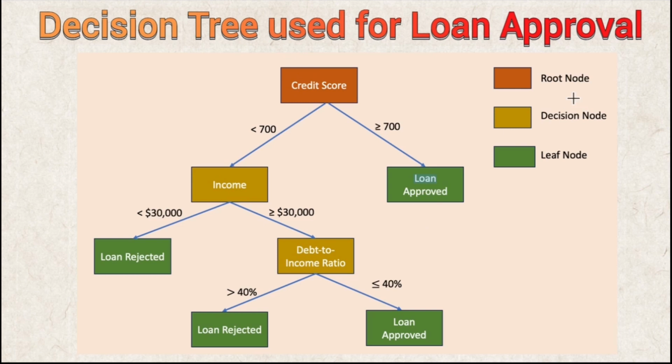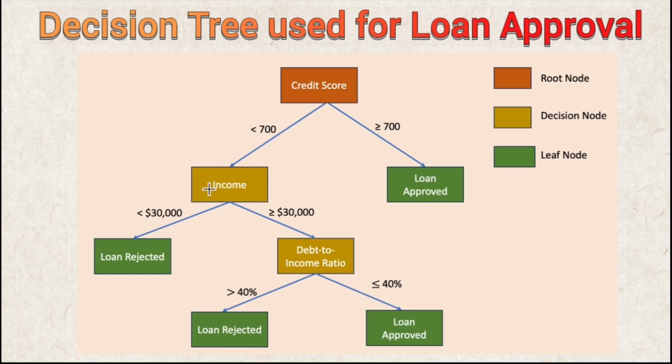A decision tree consists of three different types of nodes. First is the root node, which is the starting point of this tree. In this case, the applicant's credit score will be evaluated. If the credit score is greater than or equal to 700, the loan is approved. If the credit score is less than 700, we move on to the decision node, where some decision has to be taken.